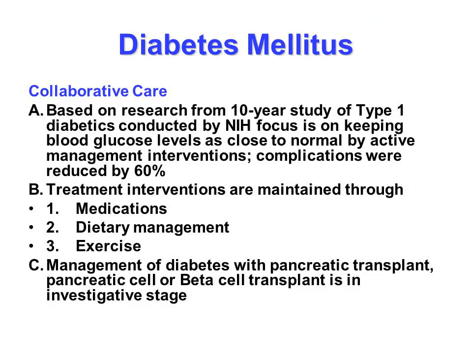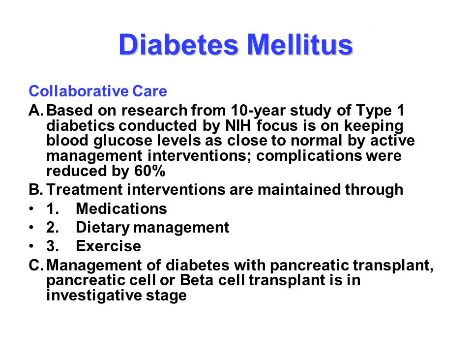Diabetes mellitus collaborative care. A. Based on research from 10-year study of type 1 diabetics conducted by NIH, focuses on keeping blood glucose levels as close to normal by active management interventions. Complications were reduced by 60%. B. Treatment interventions are maintained through 1. Medications. 2. Dietary management. 3. Exercise. C. Management of diabetes with pancreatic transplant.